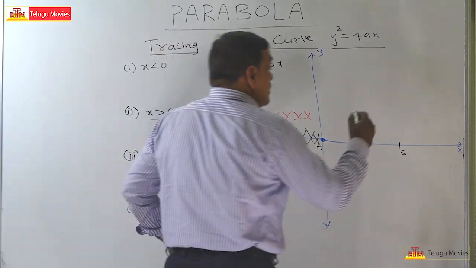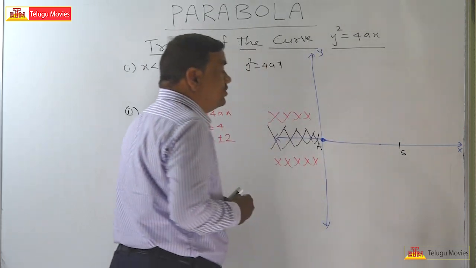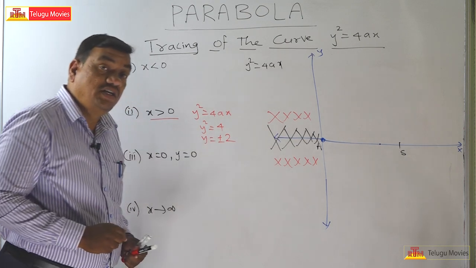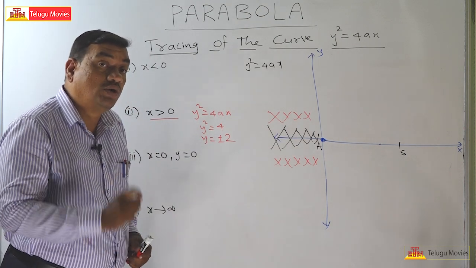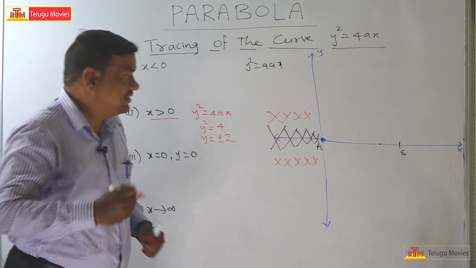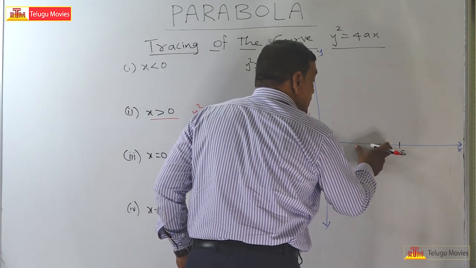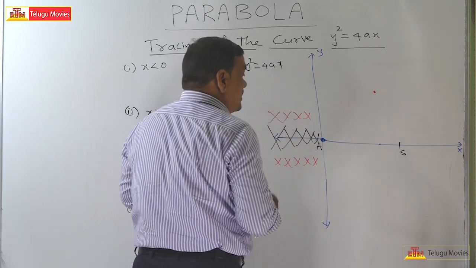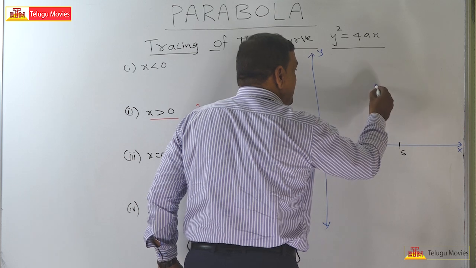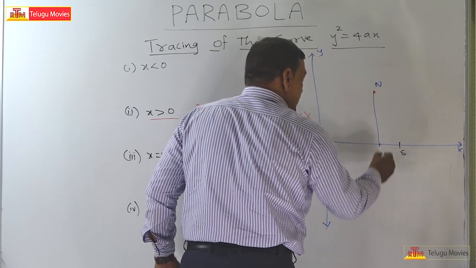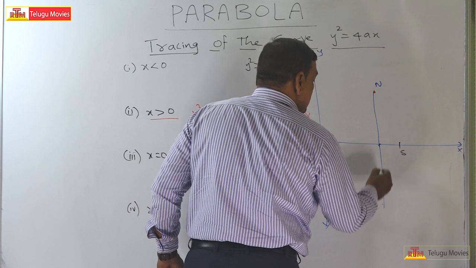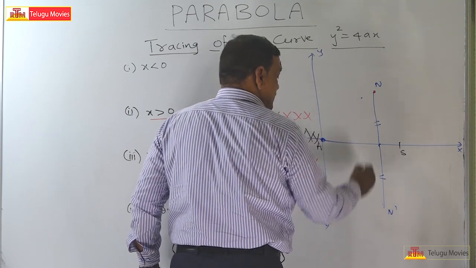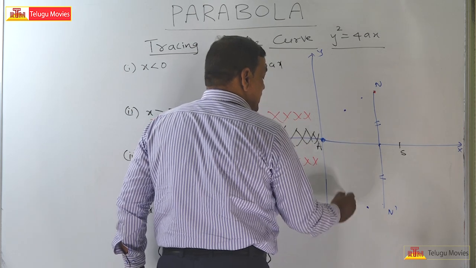That means for an x value here, you are getting 2 y values. If you observe, these values are equal in magnitude but opposite in sign. That means whatever the curve above the x-axis, if there is a point above here, for example N, definitely there will be another point here at the same distance, N dash. If there is a point here, there is another point here.